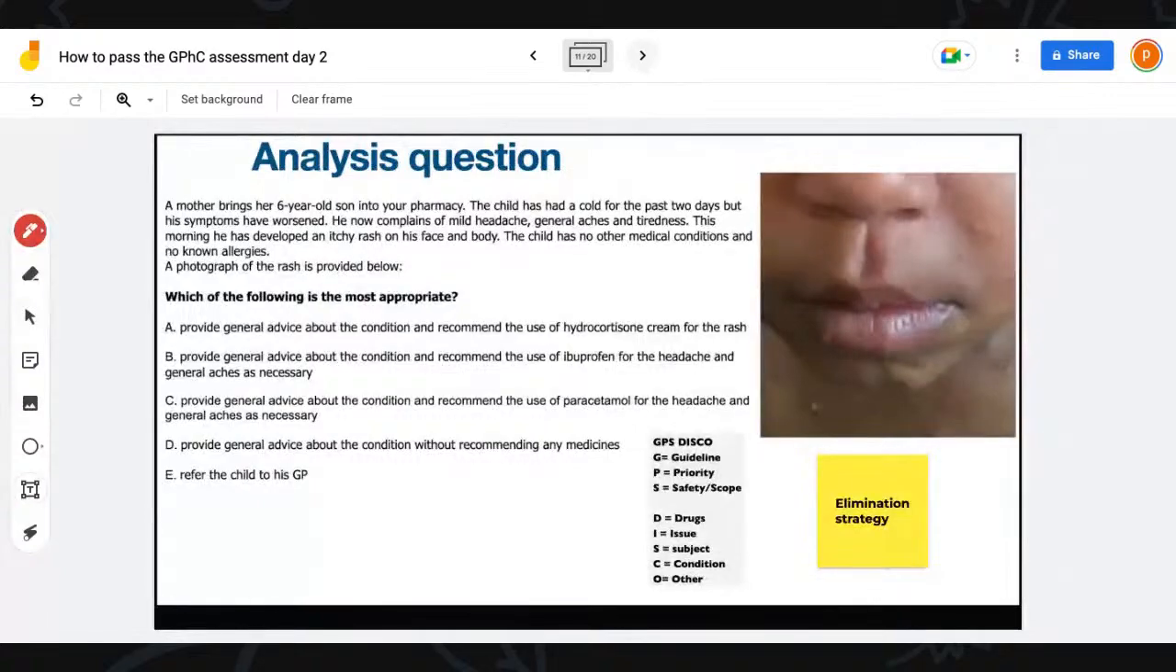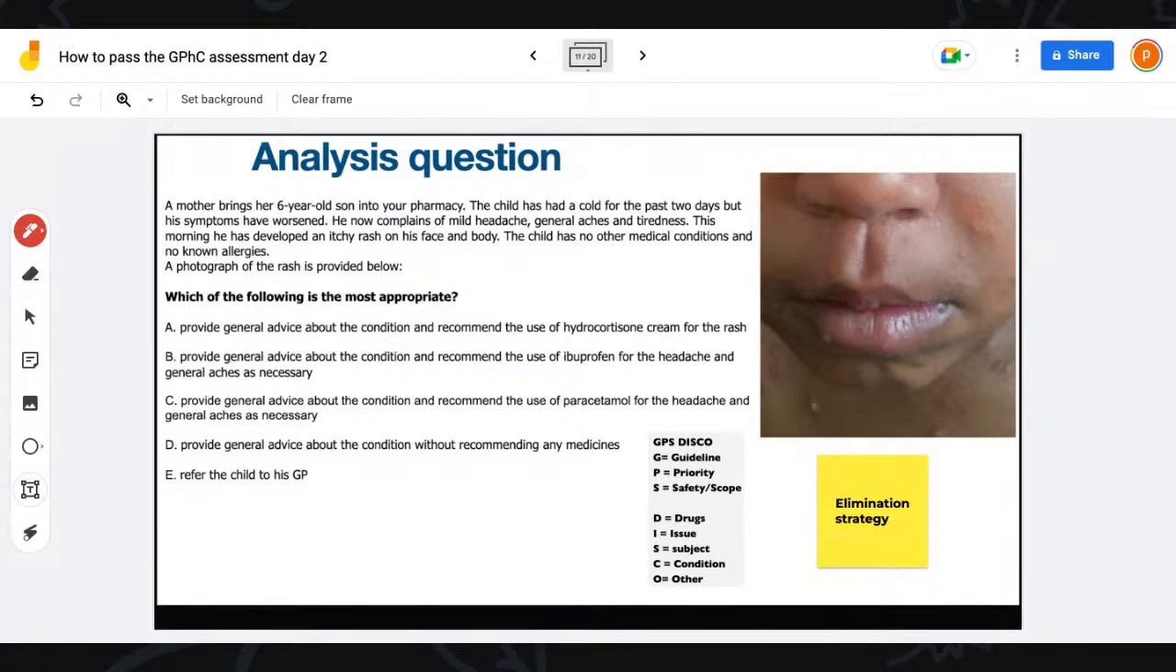So here's our next question. We always get this type of question in the exam. This is an analysis type question. This is a question where we could use an elimination strategy. So I'll show you guys the elimination strategy. If you get any of these questions about referring to GPs and things like this, you want to use GPS, DISCO, but also most importantly, you want to use an elimination strategy. All right. So we're going to do this so that you guys can see. So if you have your answer, what's your answer?